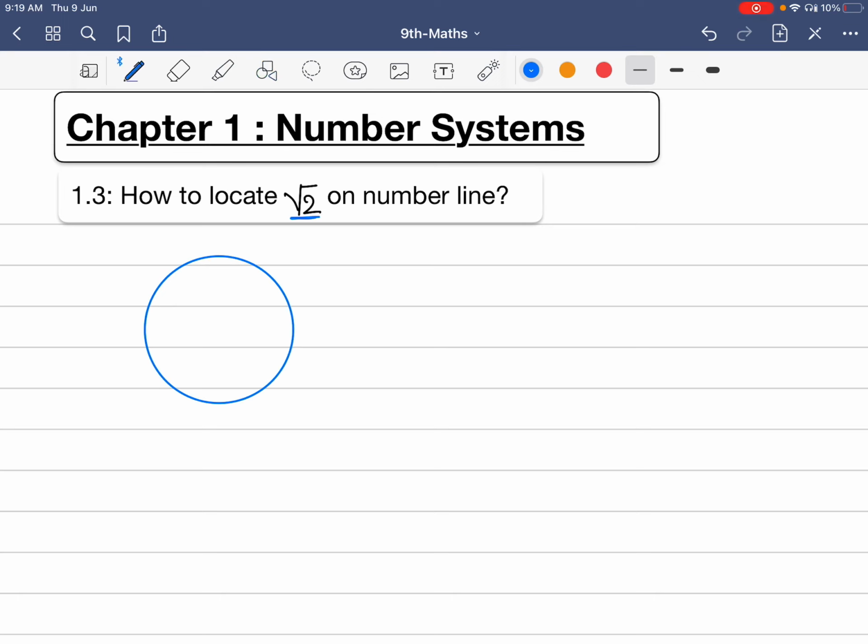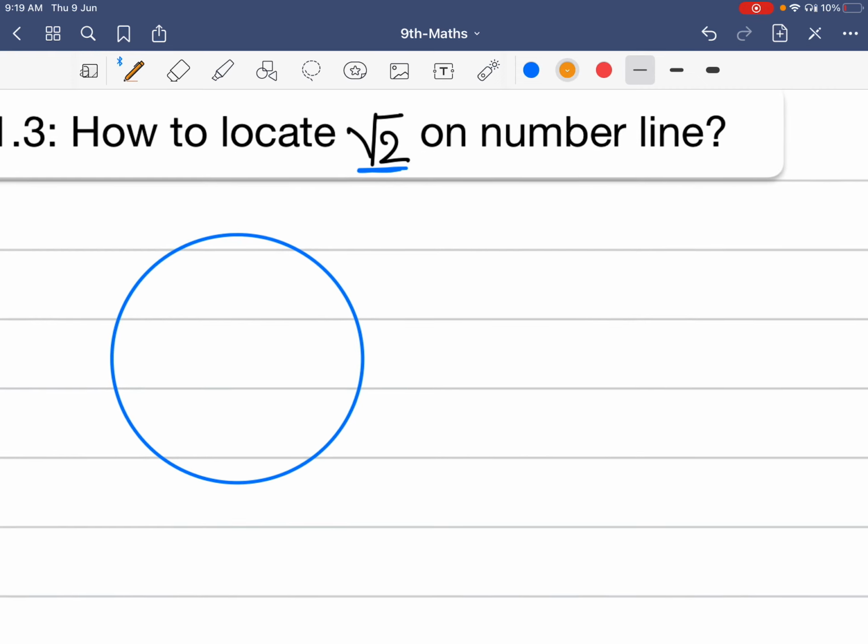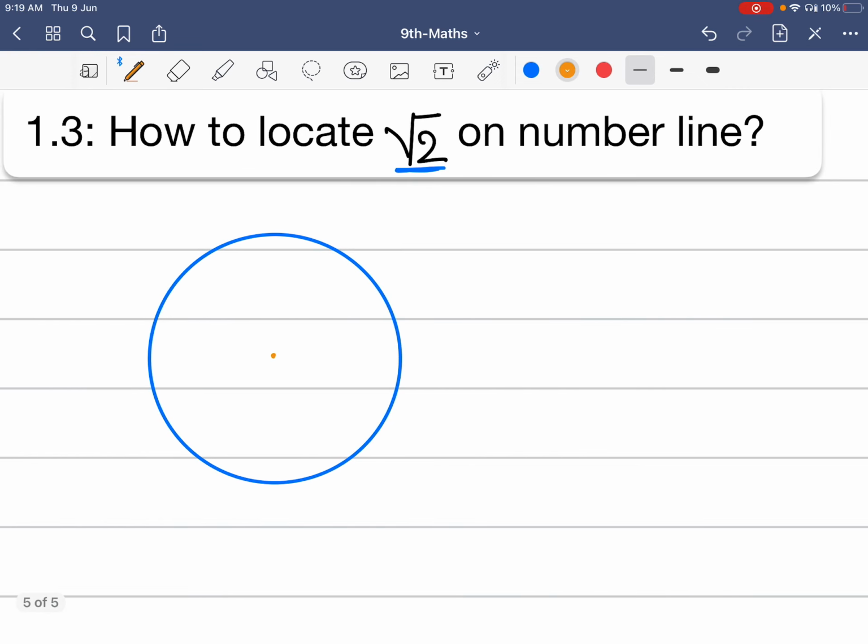So in a circle, let's assume this is my circle, and we have the center. Let me zoom in. We have this as the center of a circle. Let's call it C. C is the center of a circle. Now for a circle, this is one radius, let's call it R1. This is another radius, R2. This is R3. This is R4. This is R5. In this way we have different radii.